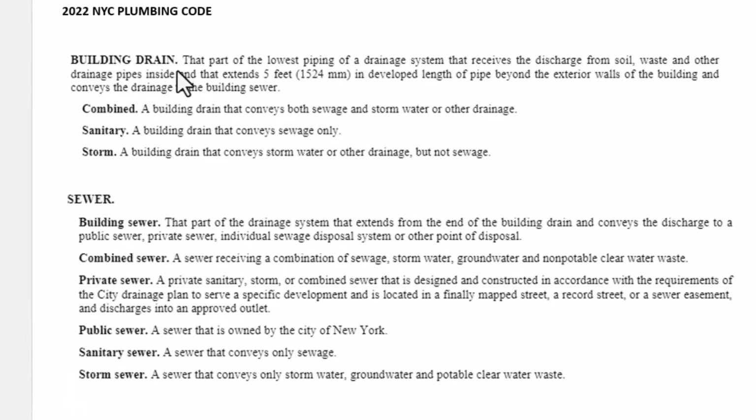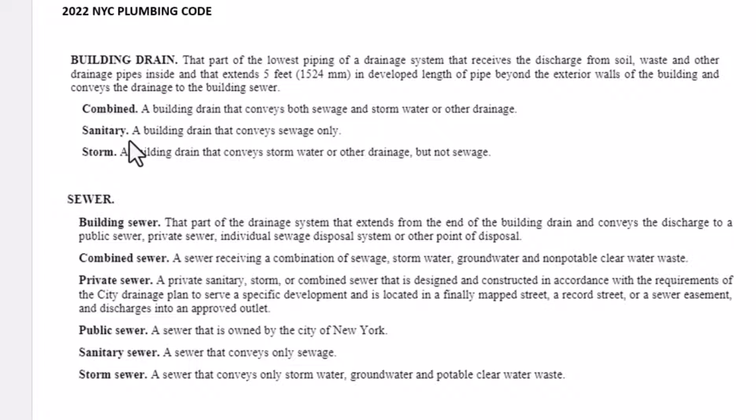Building drain, that part of the lowest piping of a drainage system that receives the discharge from soil, waste, and other drainage pipes inside and that extends 5 feet in developed length of pipe beyond the exterior walls of the building and conveys the drainage to the building sewer. And you can also have different types. You can have combined. So basically there's two separate types, sanitary and storm.